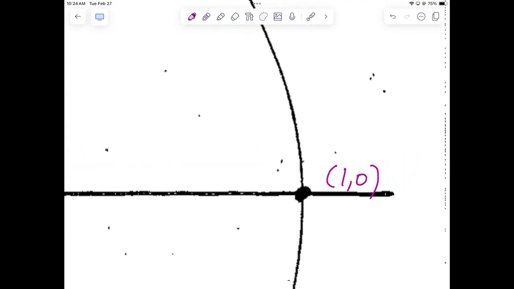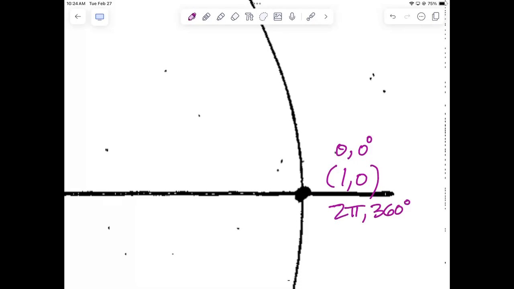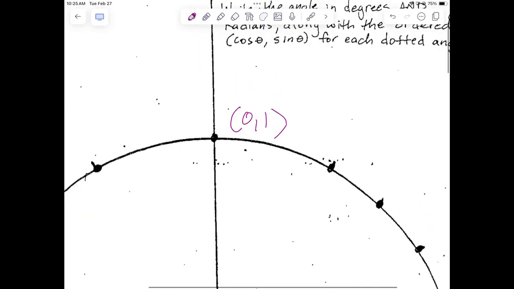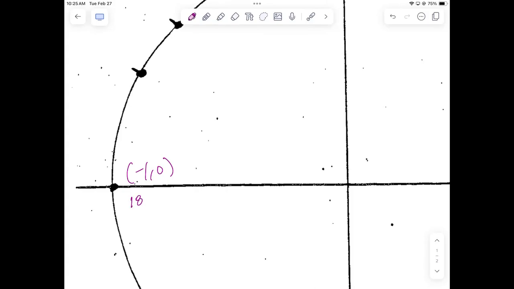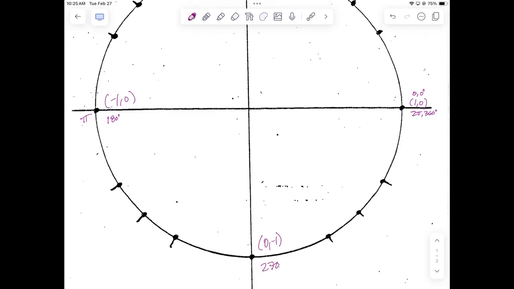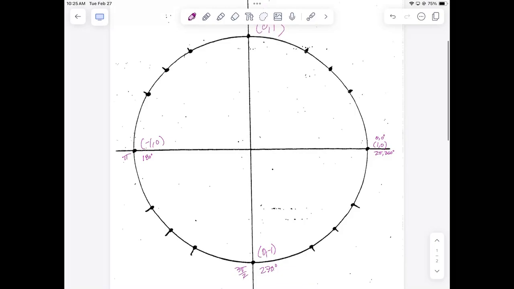I have to do 2 different sets of angles at 0. I have to do 0 radians and 0 degrees, coterminal with 2π radians and 360 degrees. This is the only angle where you're going to write 2 different sets. Everywhere else gets 1 set of angles, okay? Up here, this is 90 degrees and π/2 radians. Over here on the left, it's 180 degrees and π radians. And then straight down here is 270 degrees and 3π/2 radians. There you go. We finished the quadrantal angles.